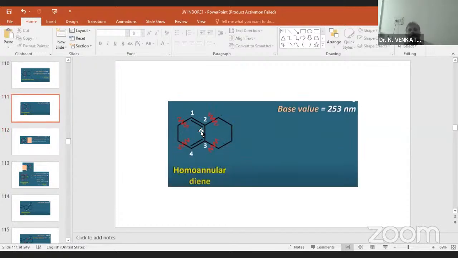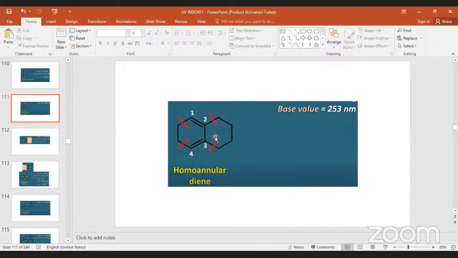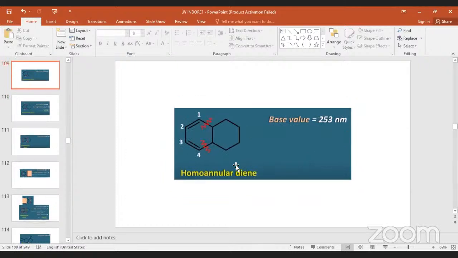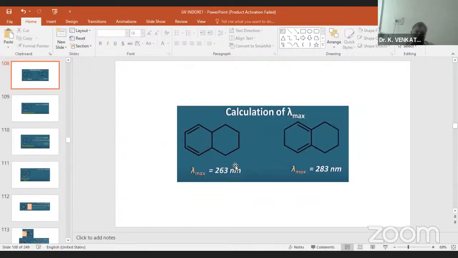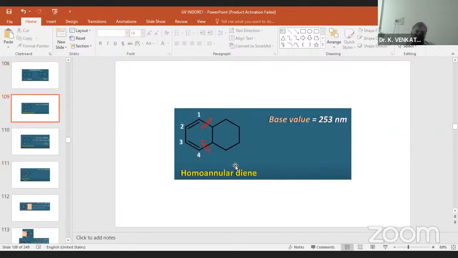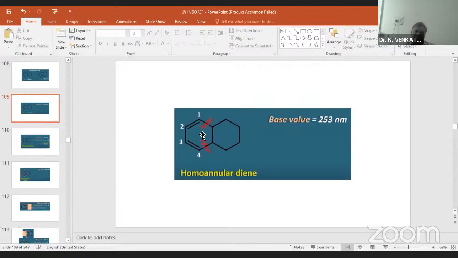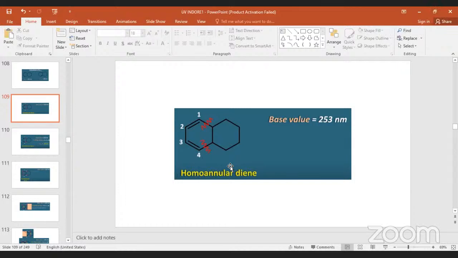Madam, please explain. Yes, sir. What is this value? Parent value, homoannular diene, 253. Now the next compound. Yes, sir, 263. So what is the lambda max value? 263.